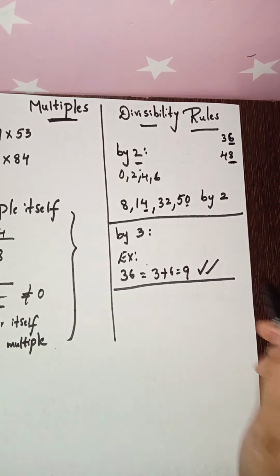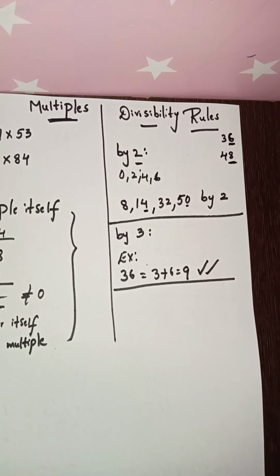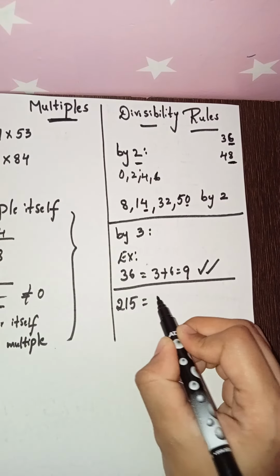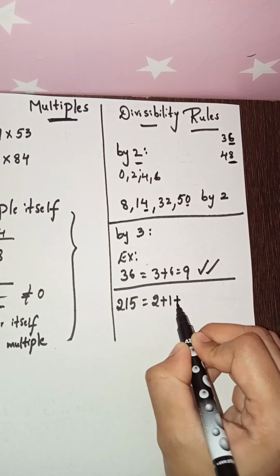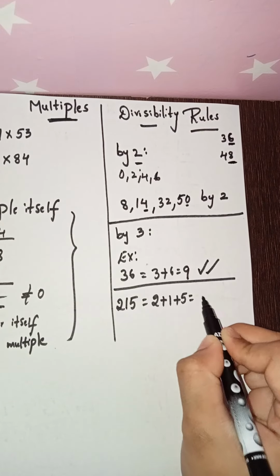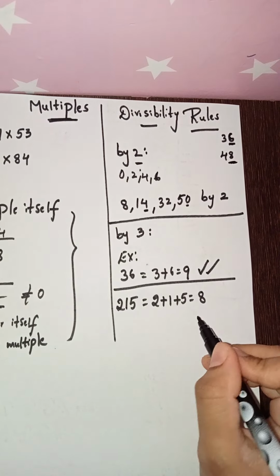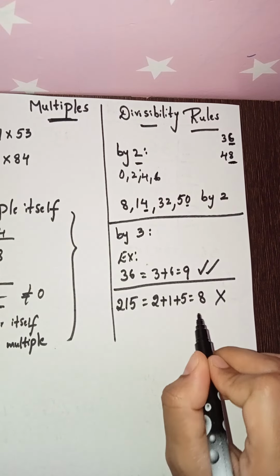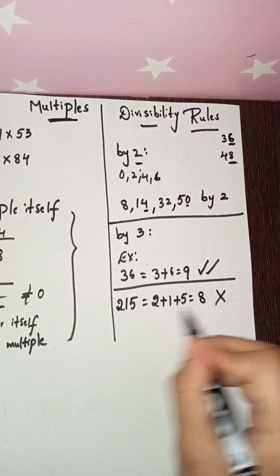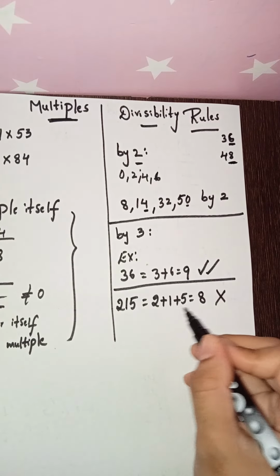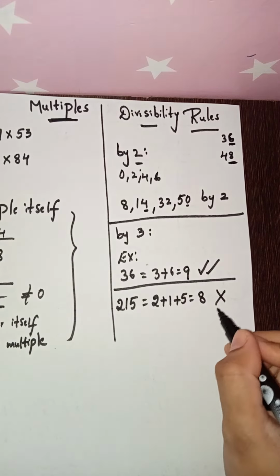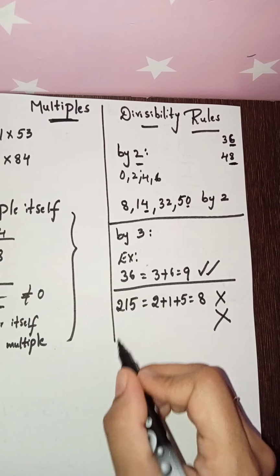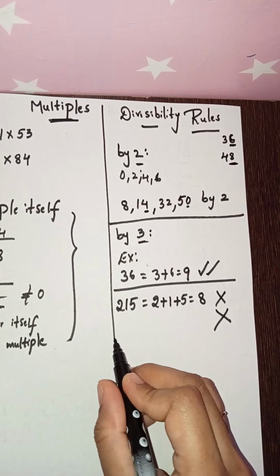I will take another example, 215. So 2 plus 1 plus 5, you will get 8. Is the sum divisible by 3? No. Is the number divisible by 3? No. This is how the divisibility process is done for 3.